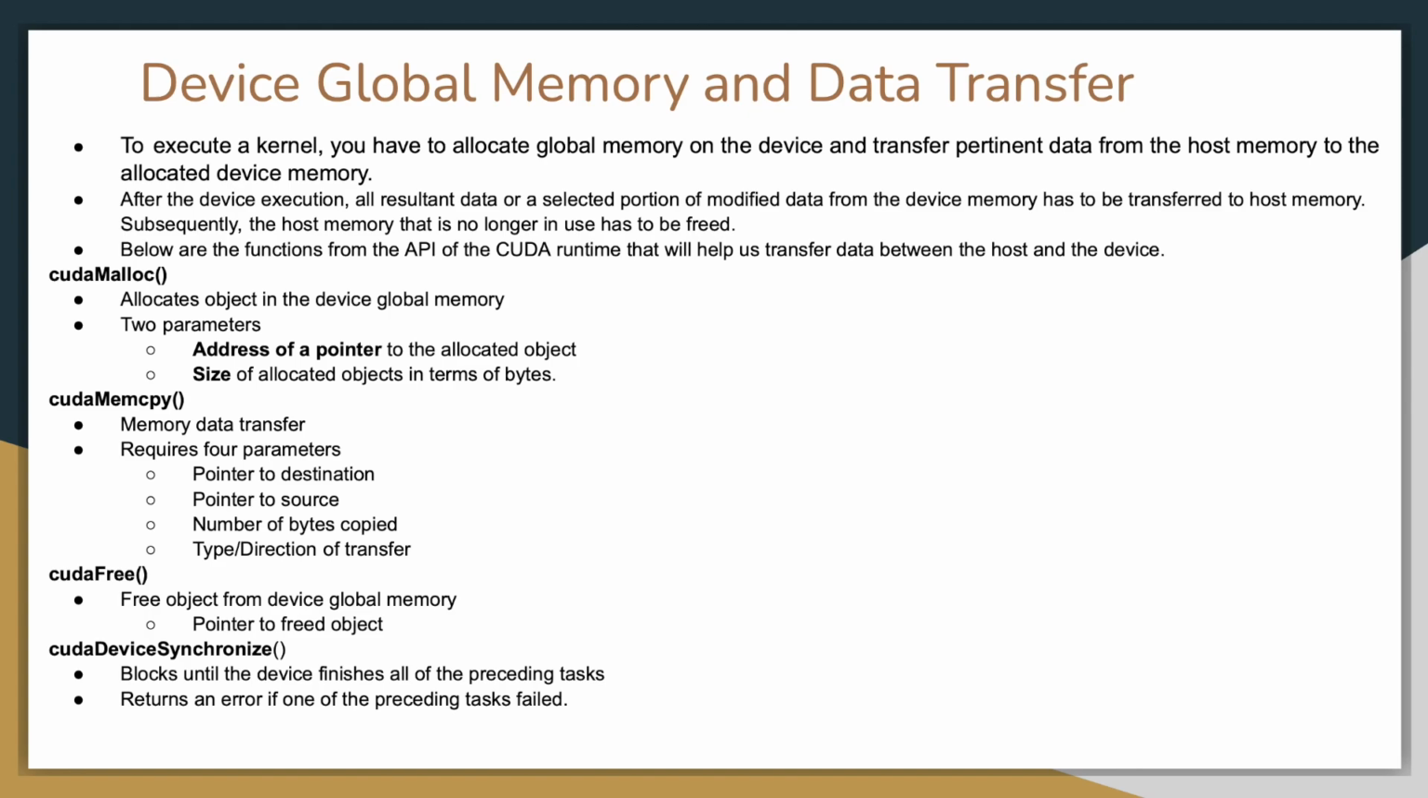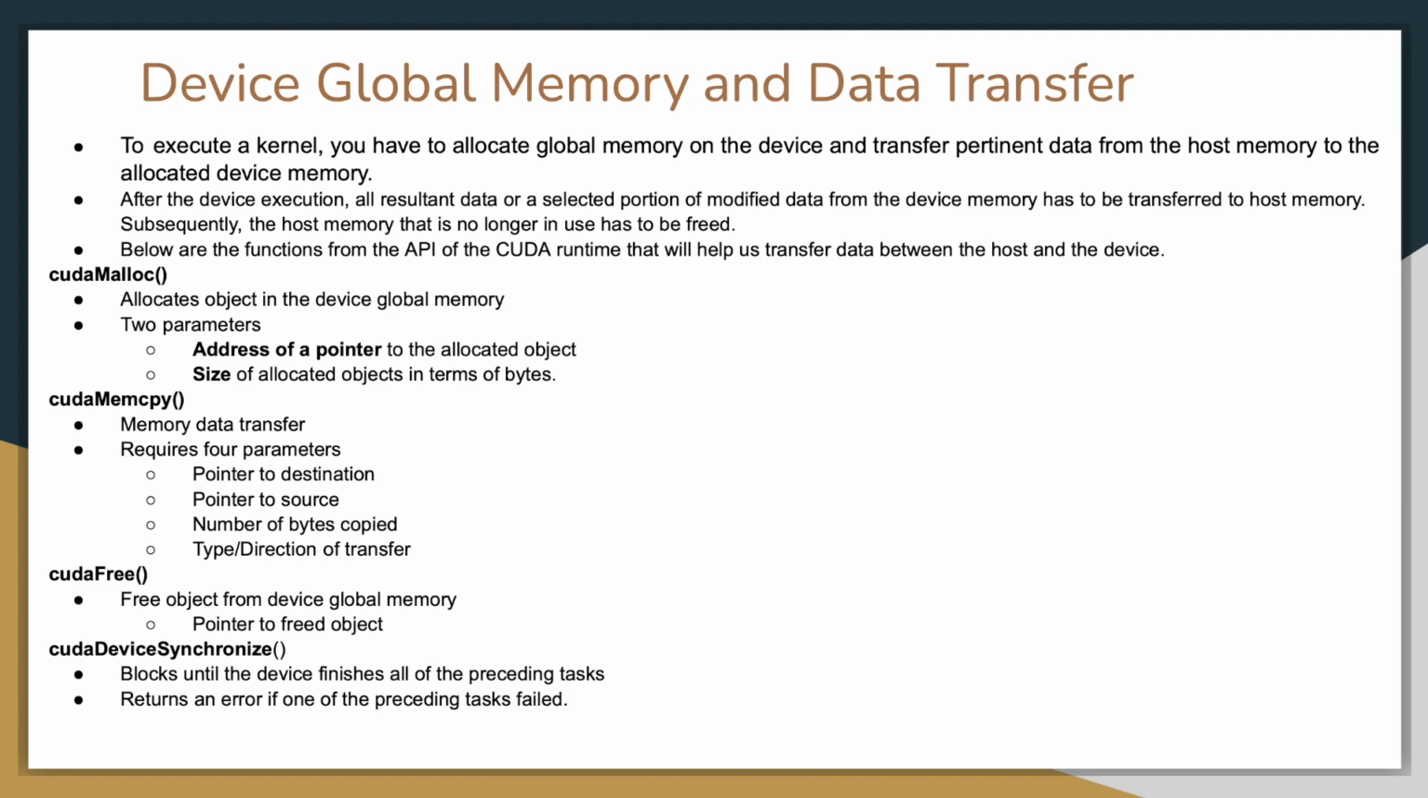Below are the functions from the application programming interface of the CUDA runtime that will help us transfer data between the device and the host. The cudaMalloc function allocates an object in the device global memory. This might be a primitive or a struct. This function has two parameters, the address of a pointer and the size of the allocated object in bytes.